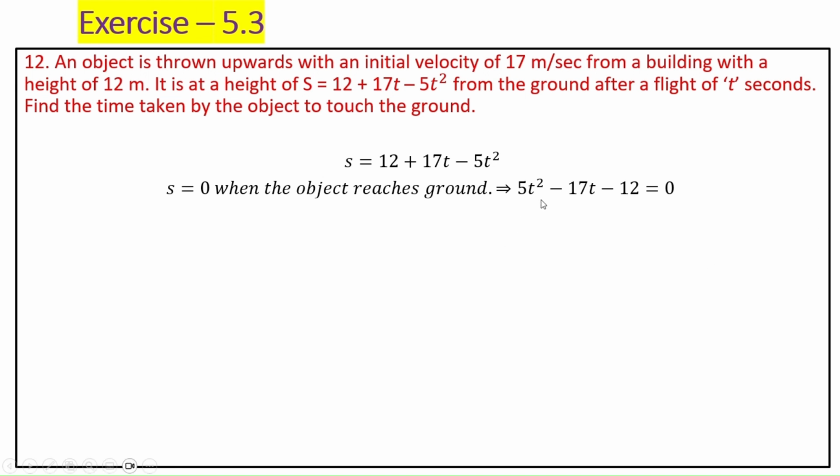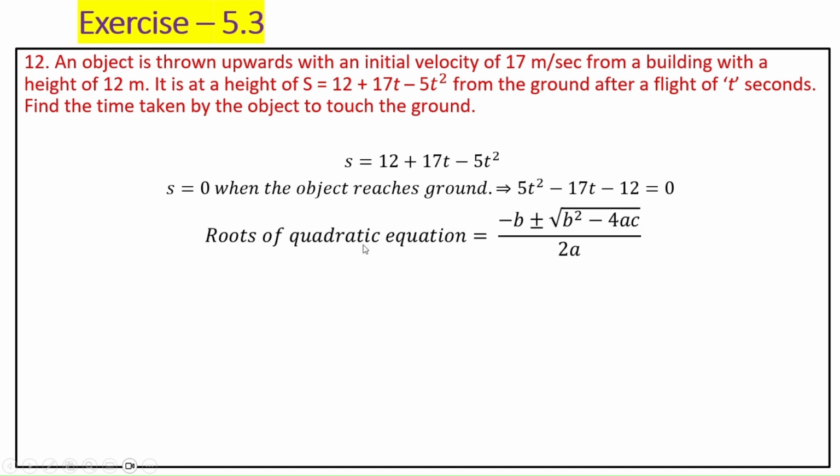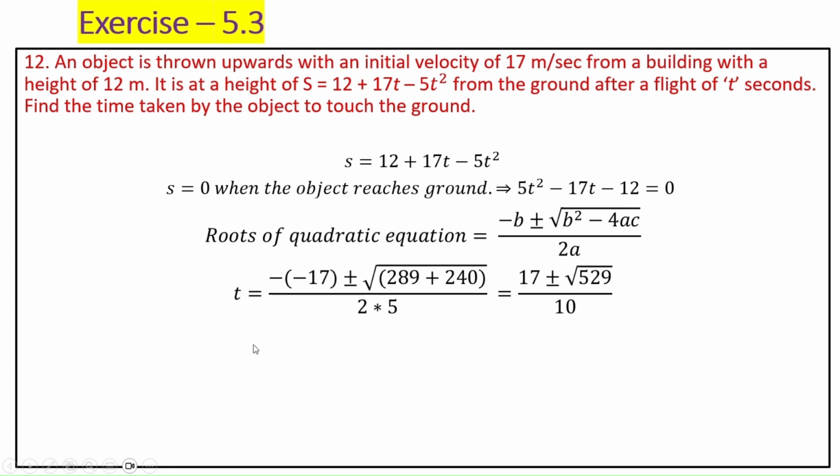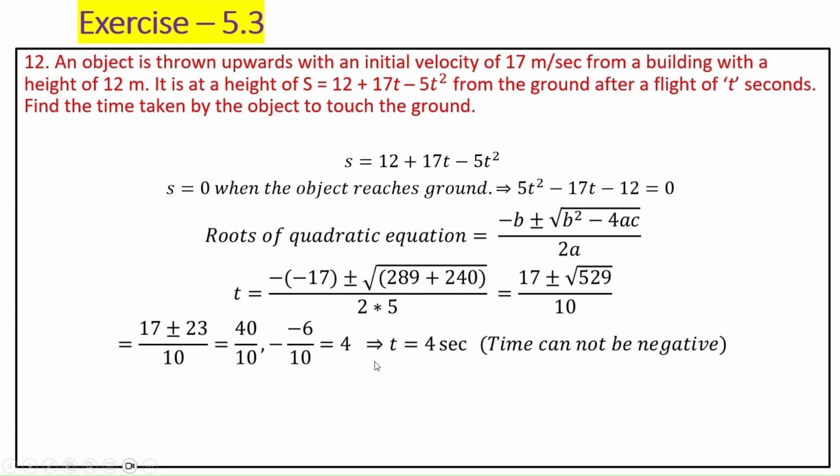So t, you will get here in a quadratic equation: 5t² - 17t - 12 = 0. You apply the quadratic formula, and what you will get is t equal to 40 by 10, that is 4, or a negative value. So the negative value we will ignore. It is just minus 6 by 10. Time taken cannot be negative, so only take the positive value, t equal to 4 seconds. So once the object is thrown, it takes 4 seconds to reach the ground back.